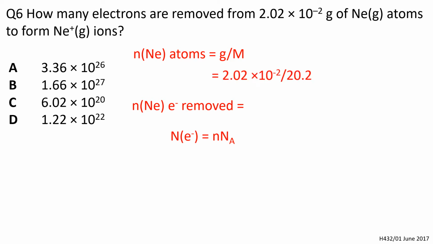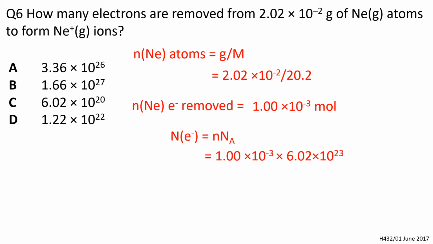So yeah, the mass over molar mass there, if you look at your data sheet, the molar mass for neon is 20.2. Because every atom of neon loses 1 electron, the number of atoms is equivalent to the number of electrons removed. So it's going to be 1.00 times 10 to the minus 3 moles is the amount of substance. And if you multiply that by Avogadro's number, as I mentioned earlier, this was taken from an OCR past paper question, so you'd have to refer to your data sheet, and that would be 6.02 times 10 to the 23.